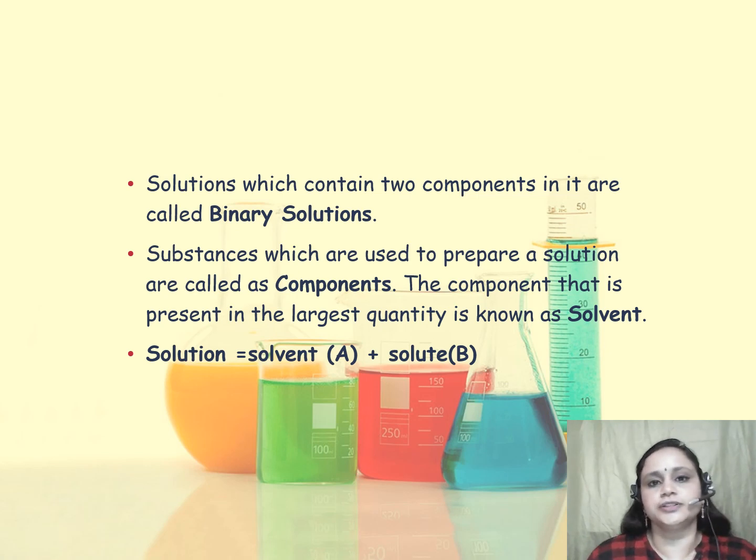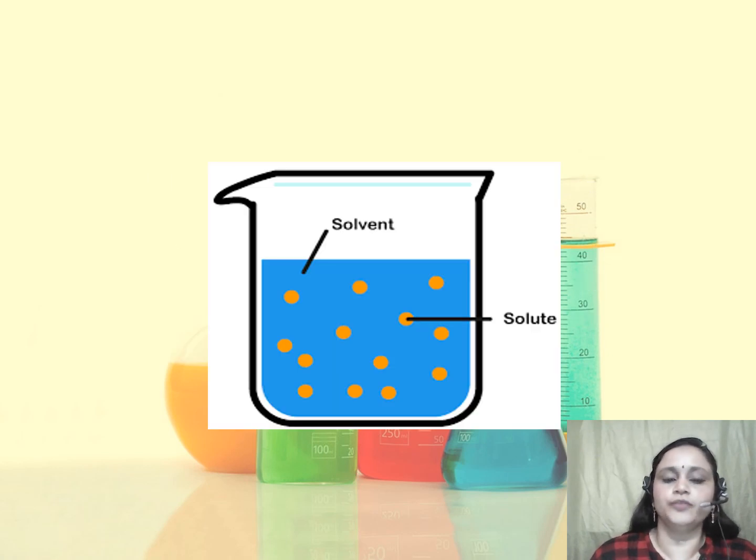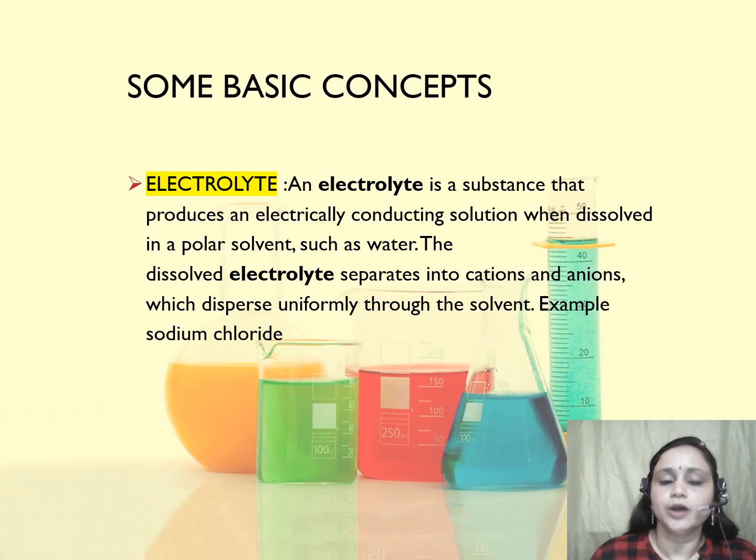Whenever a solution has two components, it is considered to be a binary solution. The component which is in more quantity is called the solvent, whereas the one in less quantity is called the solute. So we can easily see that the solvent particles and the solute particles are homogeneously mixed together. Before going further, let us understand some basic concepts.